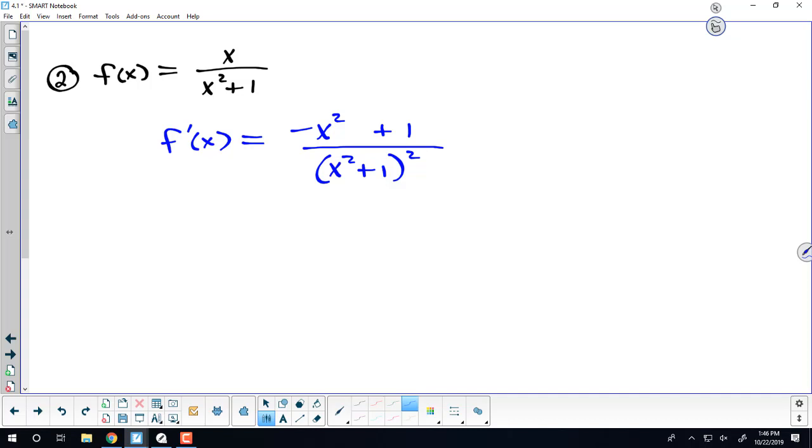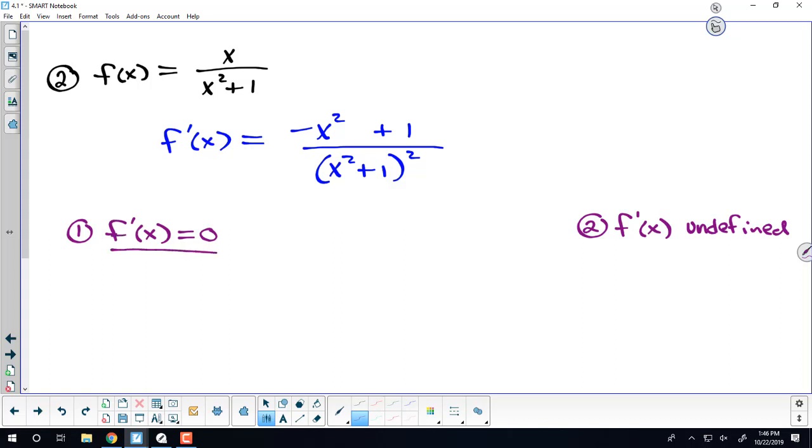All right, so critical points, we find the first derivative. Then we look for where the first derivative is 0 and where the first derivative is undefined. So where's the first derivative not defined? At 1, what do y'all think? Is the first derivative defined at 1 or not defined at 1? It is defined at 1.